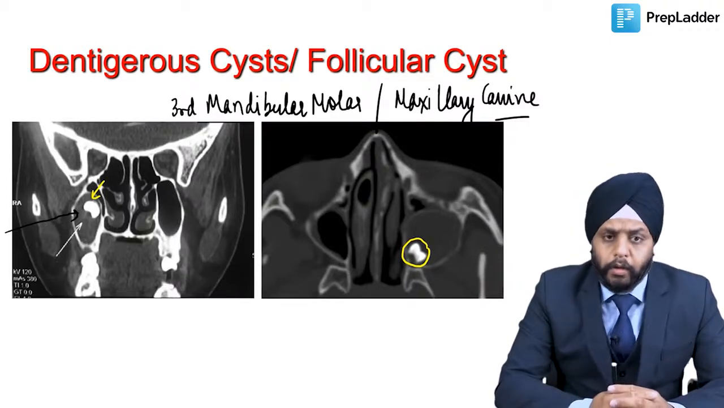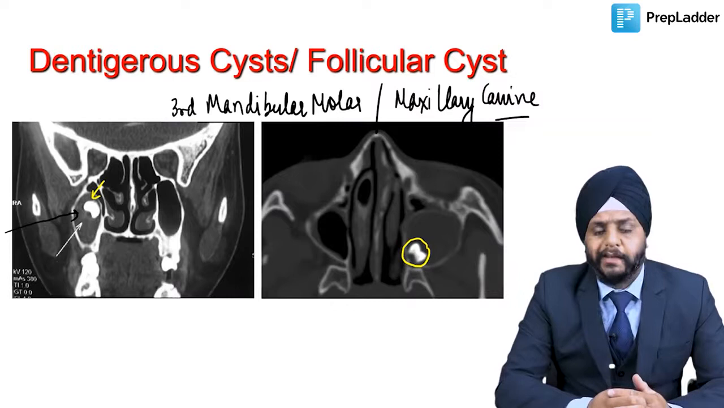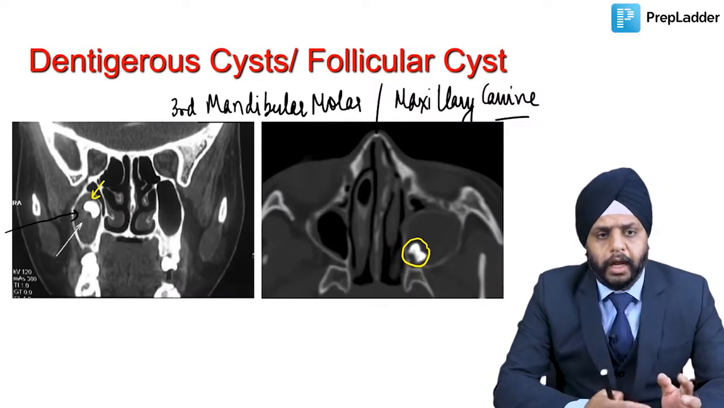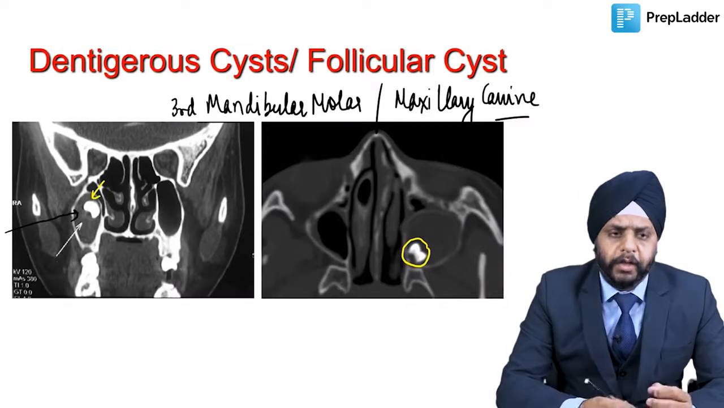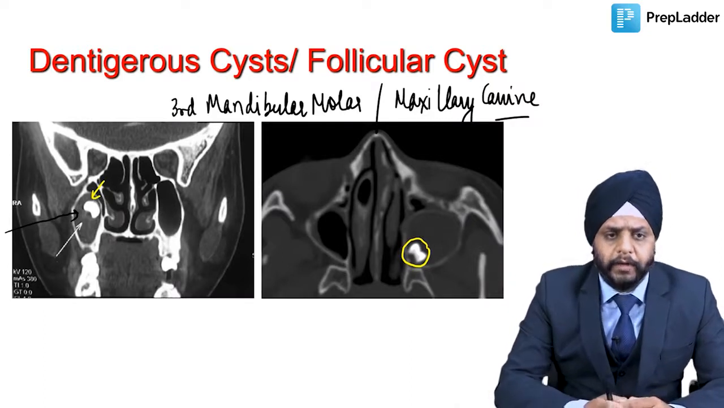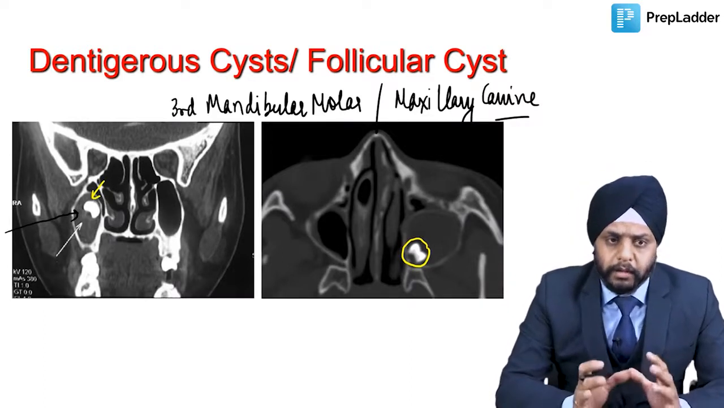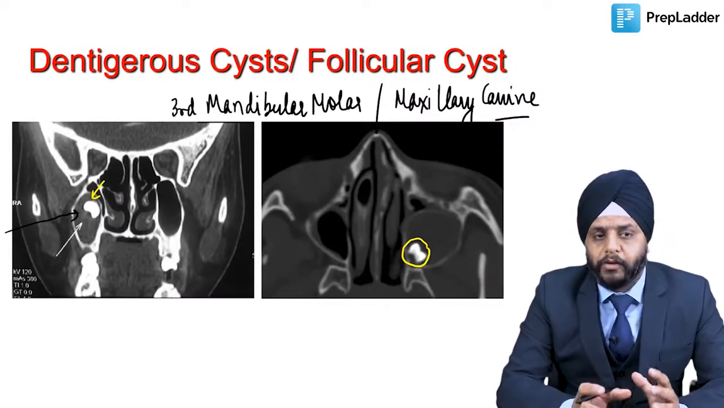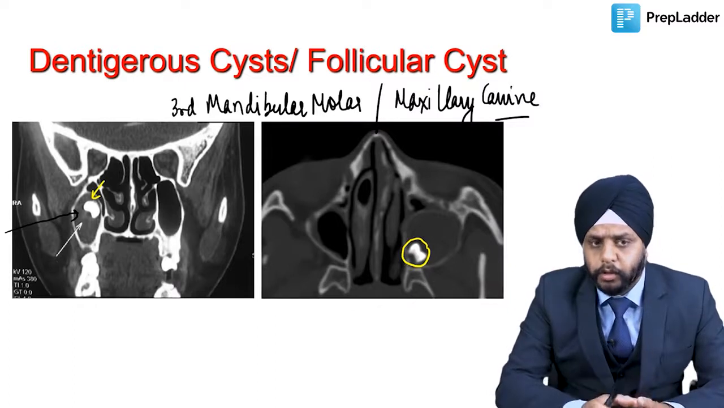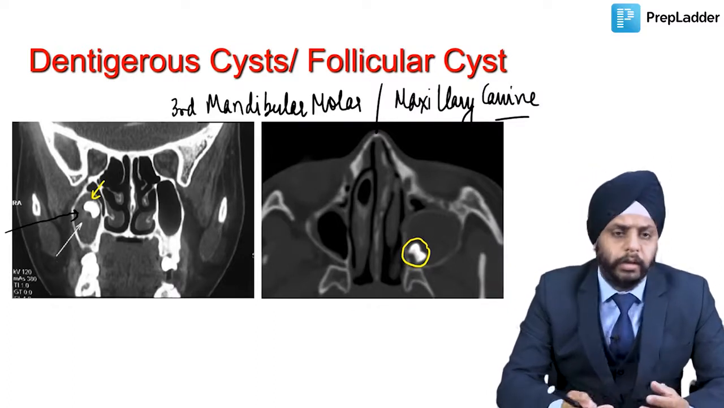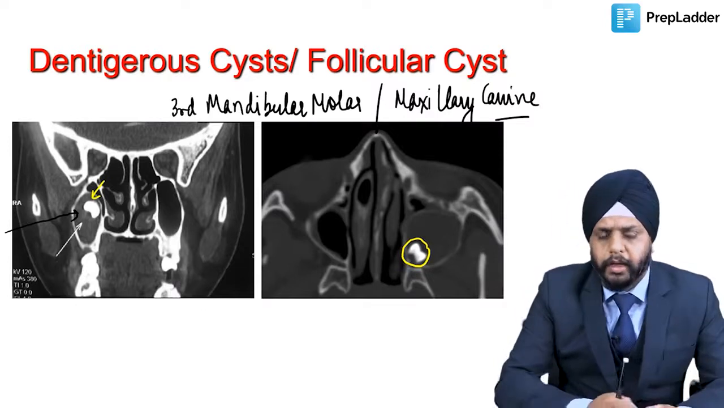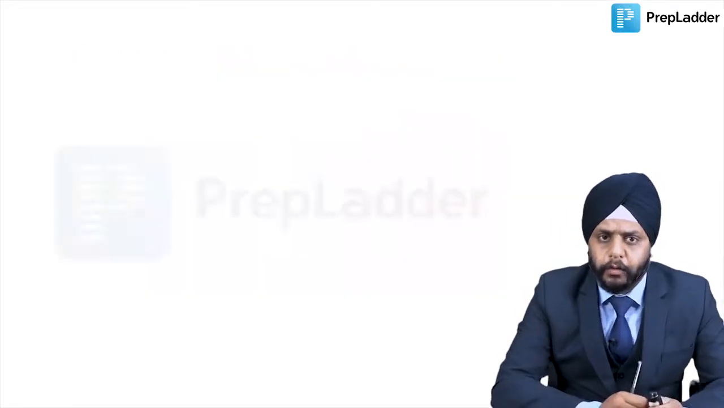Right? How will we treat them? The treatment is again surgical excision. Okay, so we try to excise them, and if we are not able to excise them completely, we'll marsupialize them. But the ideal treatment is excision along with extraction of the tooth. You have to remove the tooth. If you do not remove the tooth, the cyst can form again. Right? Okay, so these are dentigerous cyst or follicular cyst.